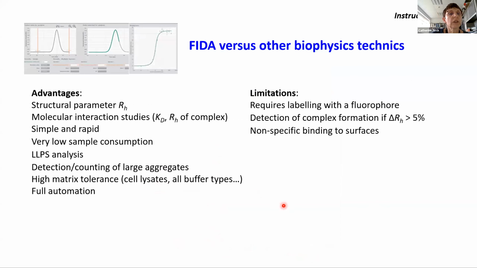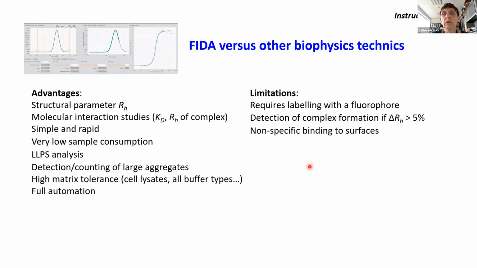So the advantages of FIDA is that you will obtain a structural parameter, the hydrodynamic radius. You can study molecular interaction and get the hydrodynamic radius of the complex. This is a simple and rapid method with very low sample consumption. You can analyze LLPS. You can detect and count large aggregates. This method has a high matrix tolerance, so you can perform the measurement in cell lysate and all types of buffer. And the system has full automation.